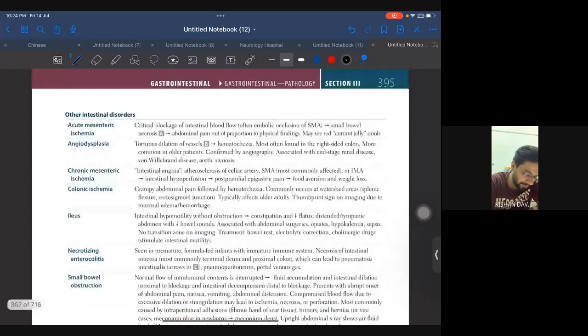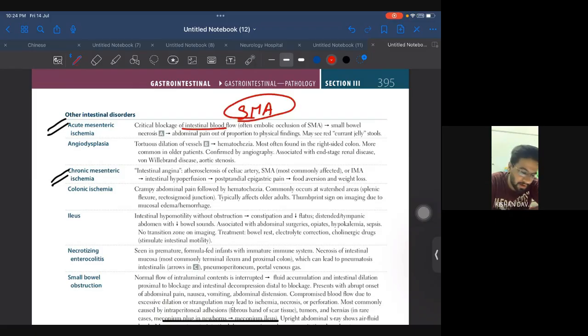Other intestinal disorders, let's see them one by one. Acute mesenteric ischemia and chronic mesenteric ischemia. Let's do this together. So in acute mesenteric ischemia, critical blockage of intestinal blood flow, especially SMA. Okay, SMA, superior mesenteric artery. It can be anything: ischemia, embolic obstruction, thrombosis, anything. It can be anything.